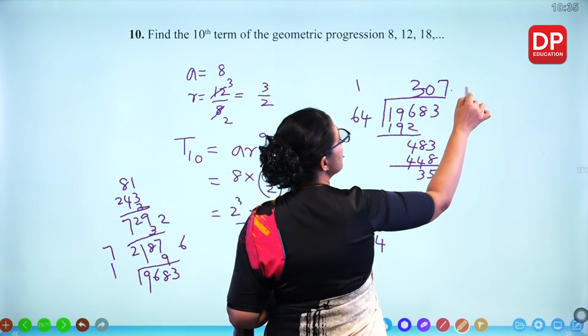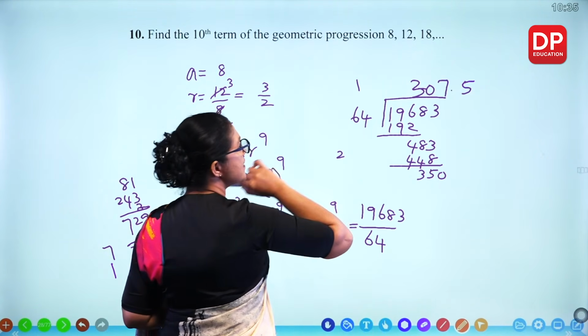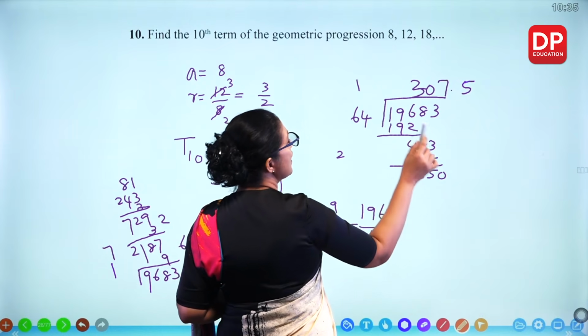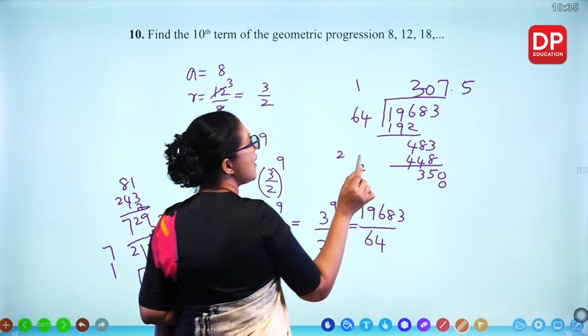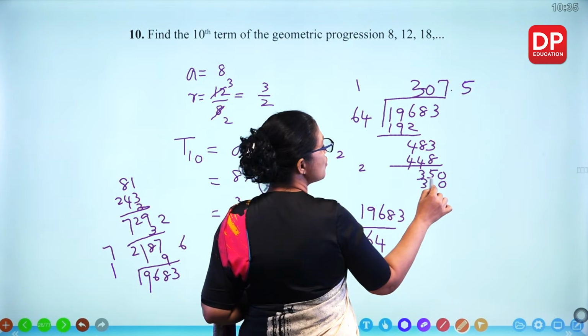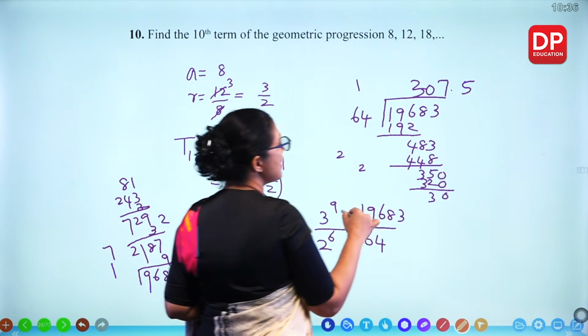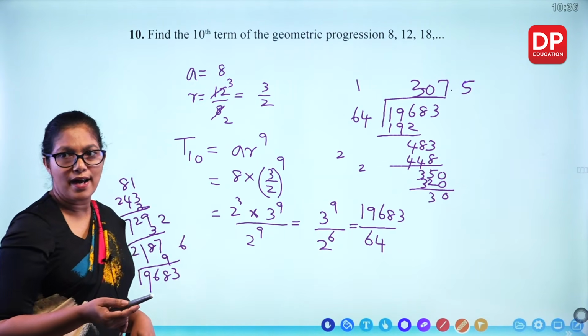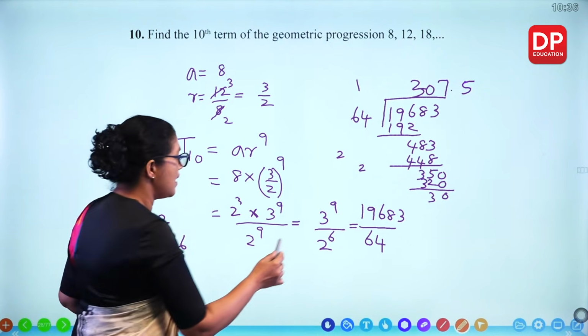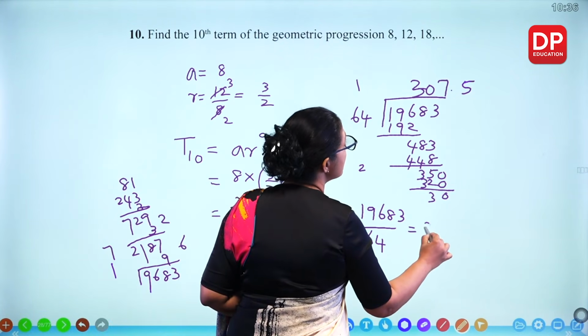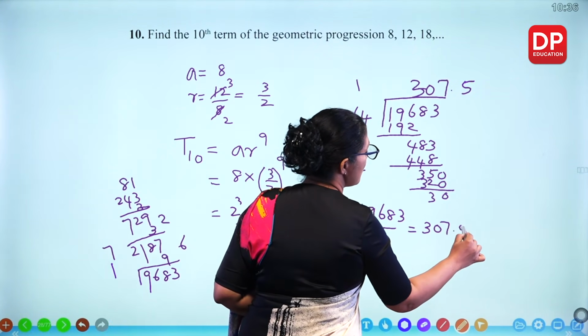5. When you take 6, that's too much. 5 times 4, 20, 2 remaining. 5 times 6, 30, 32. You get 30 again. So you can write down the decimal answer as 307.5.